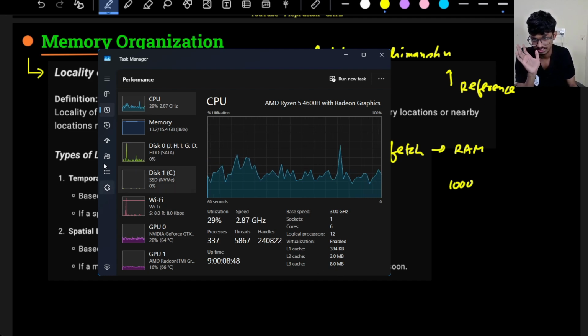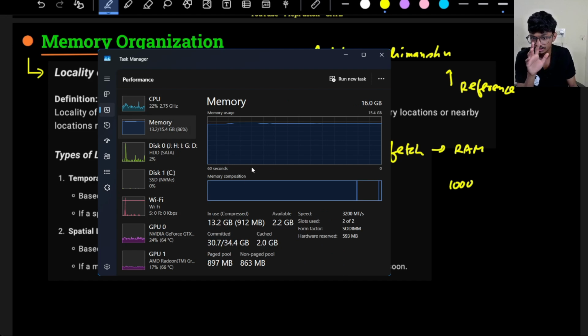So the cost will change, right? Now if I go into memory, so what is memory? Memory is my main memory where actually the programs are stored. Okay, I mean, currently whatever programs I'm running, those things are stored in the main memory.